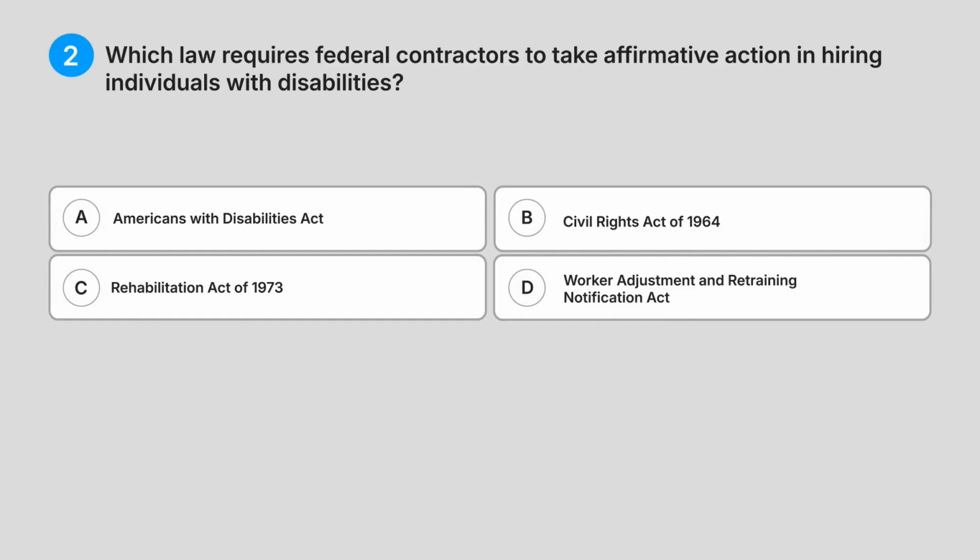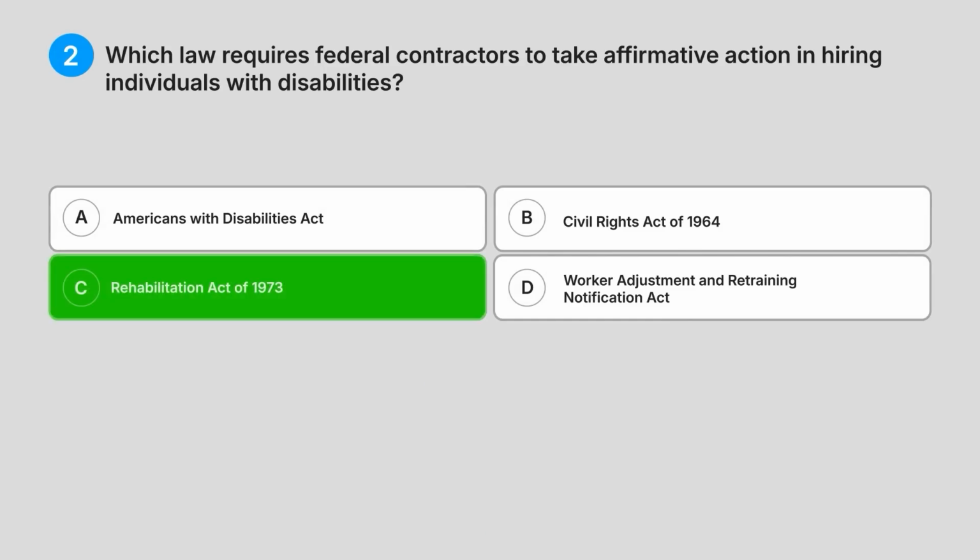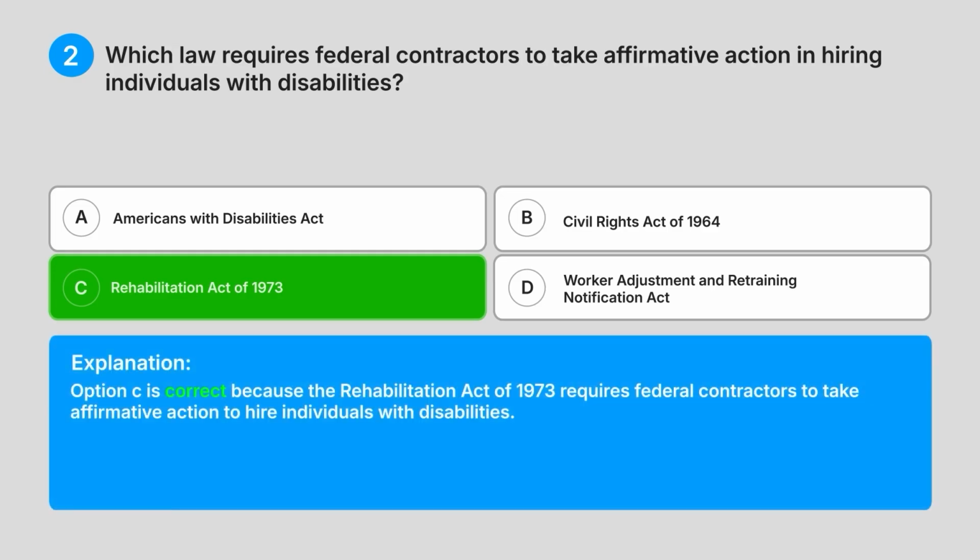Correct answer, C. Rehabilitation Act of 1973. Explanation. Option C is correct because the Rehabilitation Act of 1973 requires federal contractors to take affirmative action to hire individuals with disabilities.